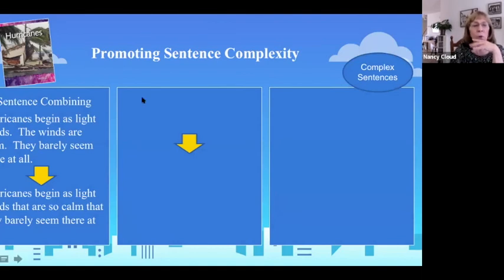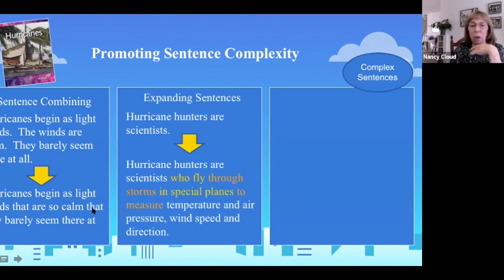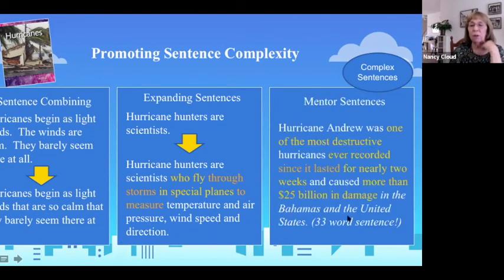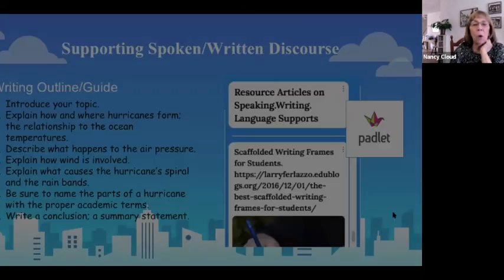I also want to show them how to make their sentences longer, how to combine three sentences into one, how to take a simple sentence and expand it using clauses and prepositional phrases, or how to write a 33-word sentence by modeling with a 33-word sentence from the book where it's giving more and more and more detail. So I can model all of this.